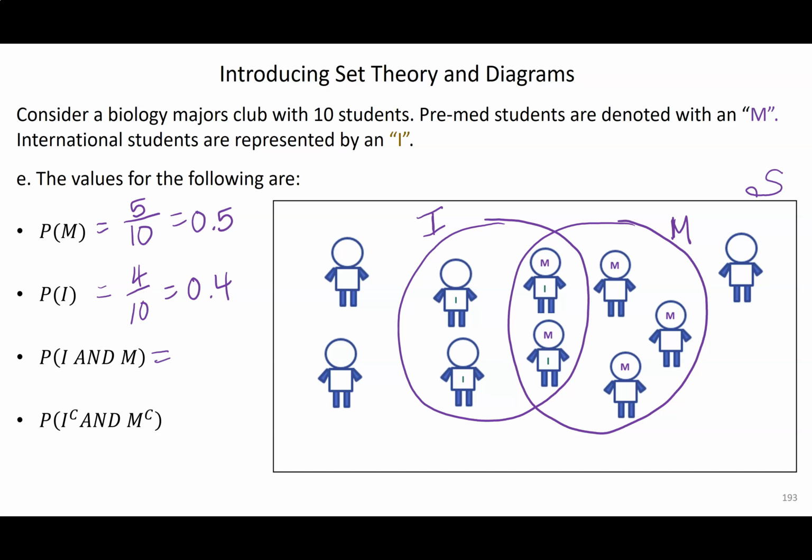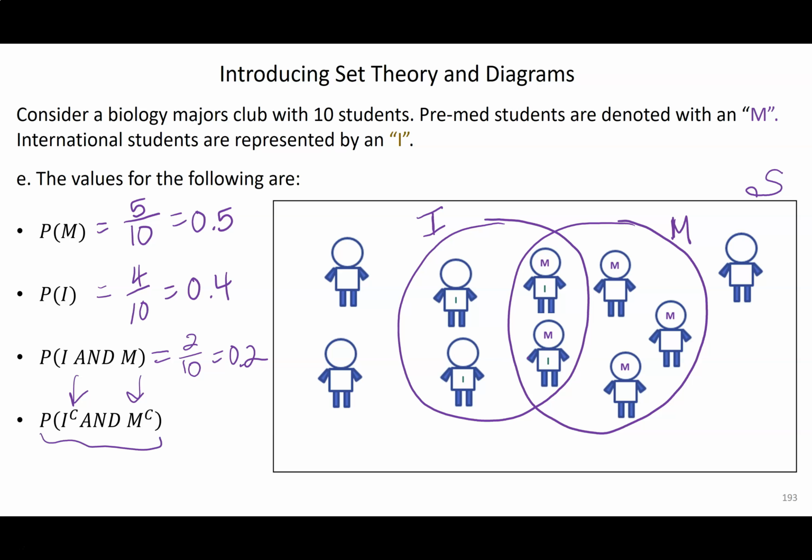Then, if I want to know the probability that I randomly select a student and they're international and pre-med, it's asking me about this wedge here. That's what it wants. It looks like I have 2 students that are both. So 2 out of 10 is equal to 0.2. So there's a 20% chance, if I were selecting at random, that I might select a student that is both pre-med and international.